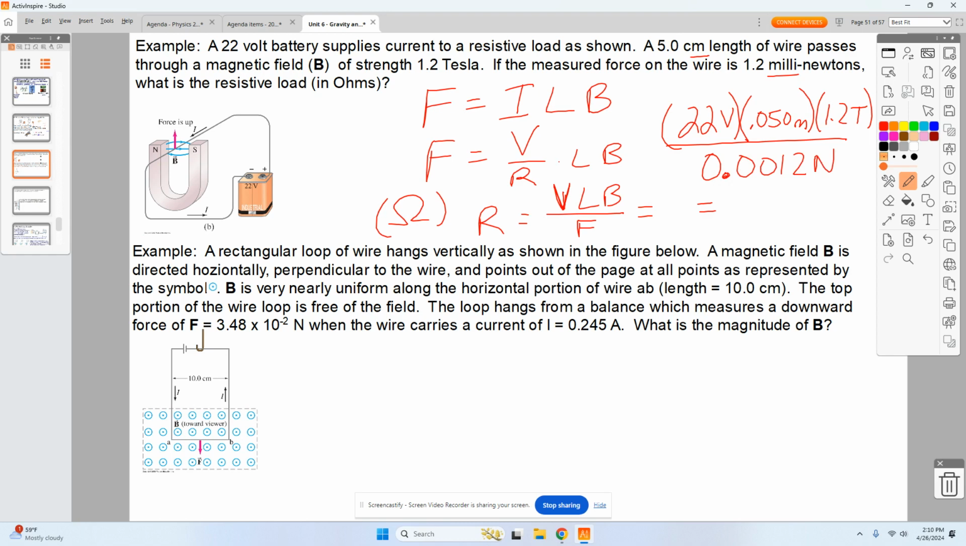The equation is fairly straightforward. Pay attention to the units. The direction becomes the important thing. Okay. What is that value? 1,100? Okay. So we would say the amount of resistance there is 1,100 ohms for that circuit.